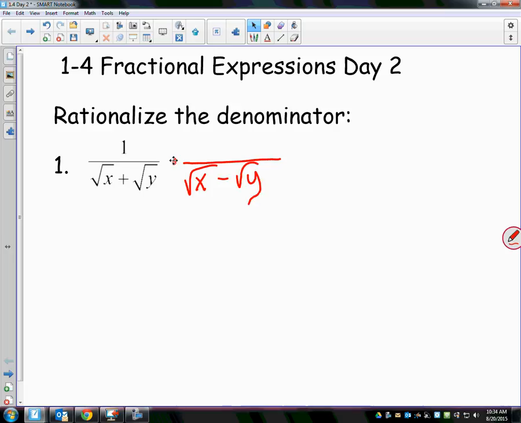Because it's kind of like the conjugate, right? It is the conjugate, really. It's just a square root in the front. It's going to work out because when you take the square root of x times the square root of x, is that going to get rid of the square root of x for that? What is the square root of x times the square root of x?